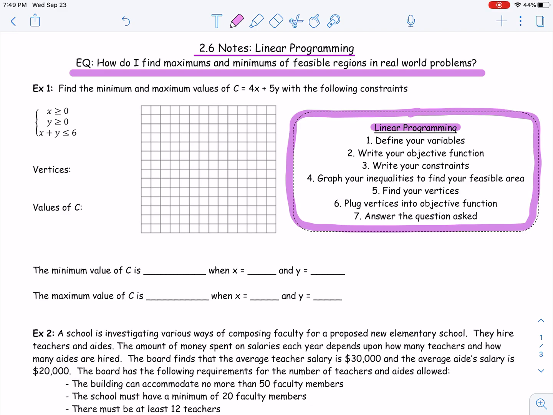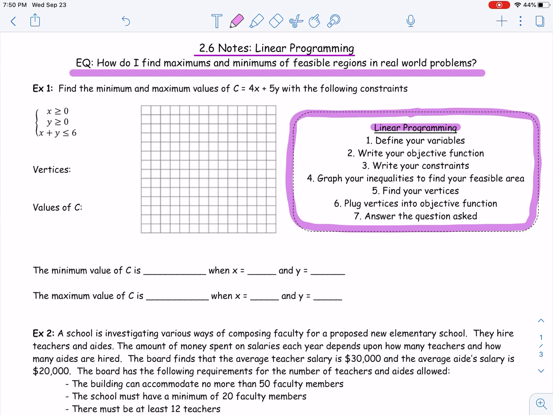The second thing we need to do is write the objective function. And this is going to make more sense once we're actually doing a problem. The first example on our notes, they actually give us the objective function. But whenever I give you a word problem, you might have to figure out the objective function.